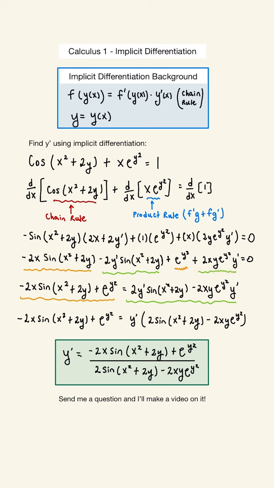And then the last step is we want to take this term and factor out the y prime, and then we can go ahead and divide the left-hand side by the right-hand side, and we'll get our solution for y prime, as you can see here.